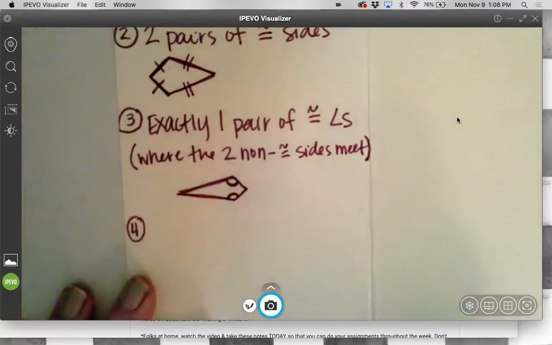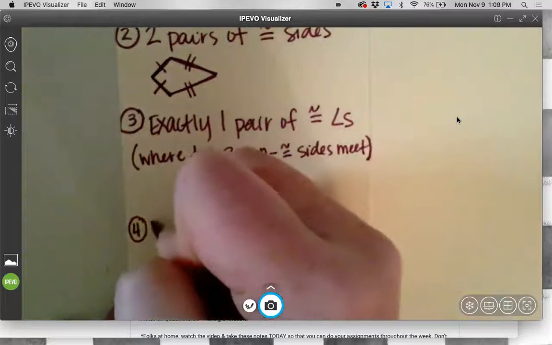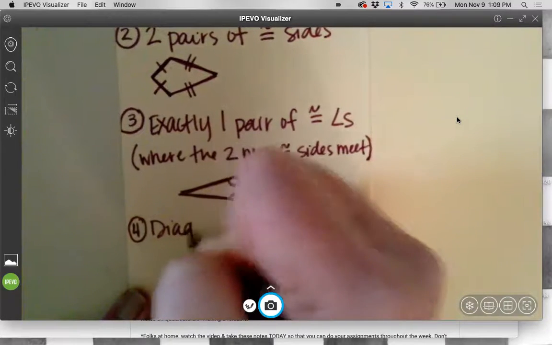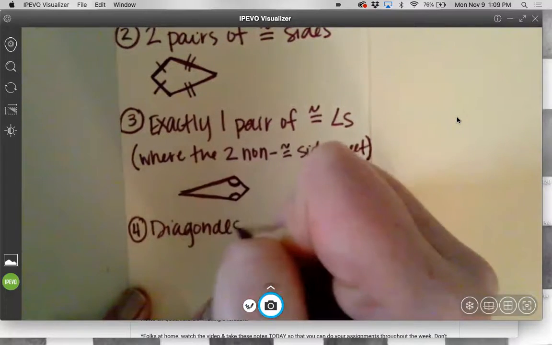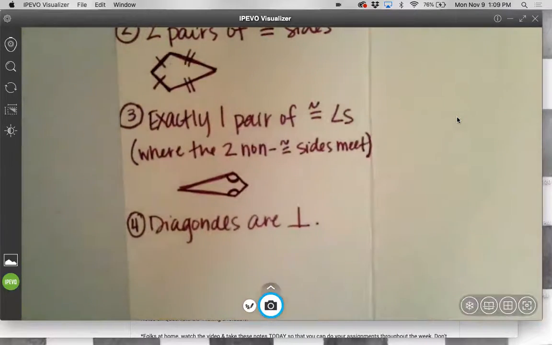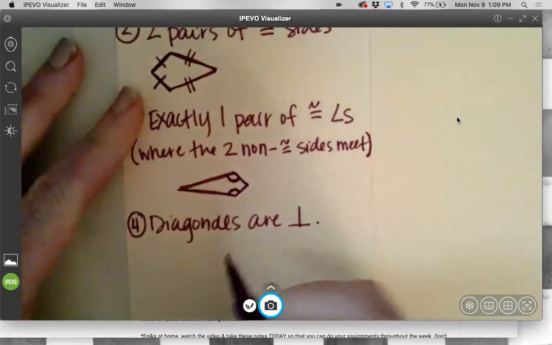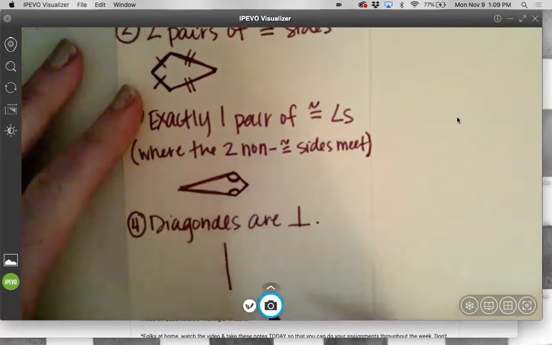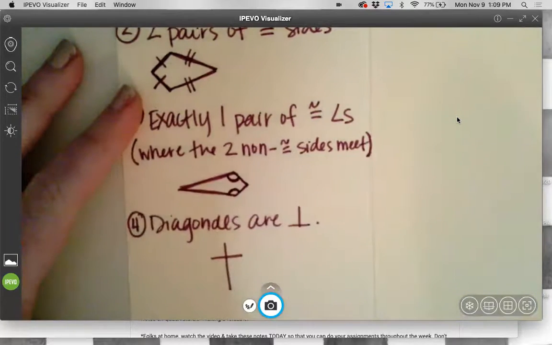Okay, property 4. In a kite, the diagonals are perpendicular. And I wrote the word on the front page, so I'm just going to use the symbol now. And you know that kites have perpendicular diagonals, because when you were little, if you ever went outside and tried to actually make a kite out of some sticks and some string, the first thing you did was you picked up some sticks and you put them like that.